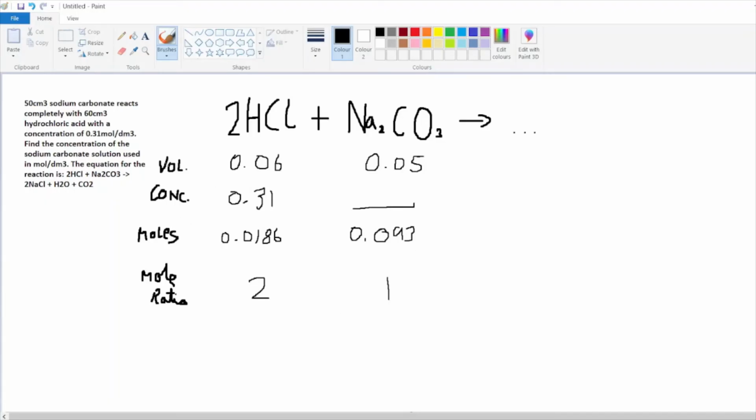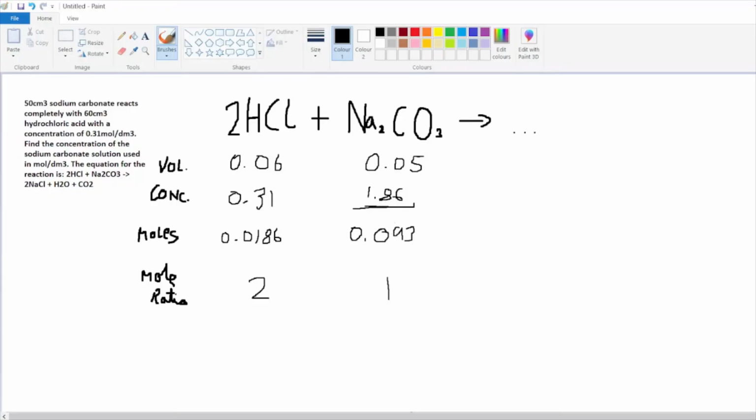Concentration equals moles divided by volume, 0.093 divided by 0.05, and that comes out to be 1.86 moles per decimeter cubed. I'm not sure if that can actually be correct, because you can't really have a concentration of more than 1, I don't think. But the process is all correct. That just shows you how to do the process. I thought I'd put all the numbers in beforehand so that you'd get a value less than 1. But there we go.